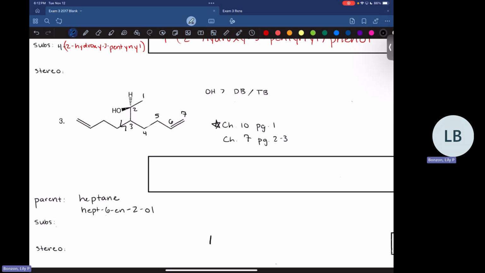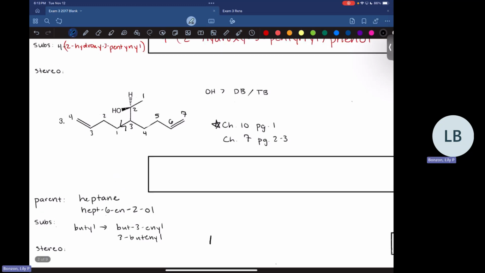And then for our substituents, we have the group coming off to the left. So 1, 2, 3, 4. So this is going to be a butyl. And then because of that double bond, it's going to turn into but-3-enyl, or 3-butenyl. And that's our only substituent.